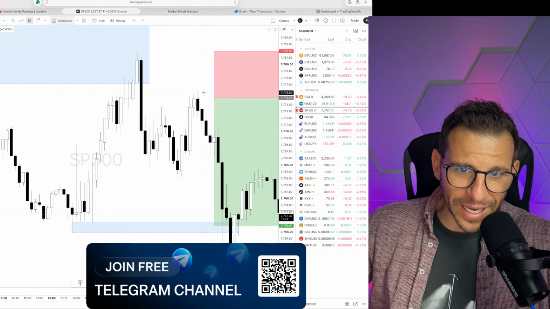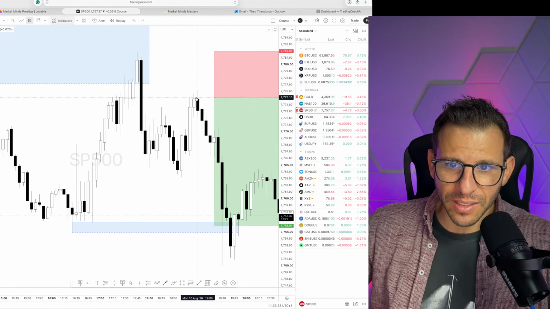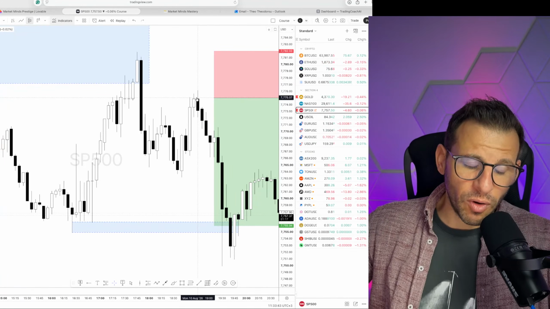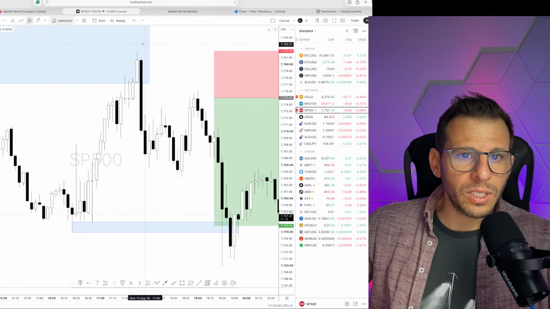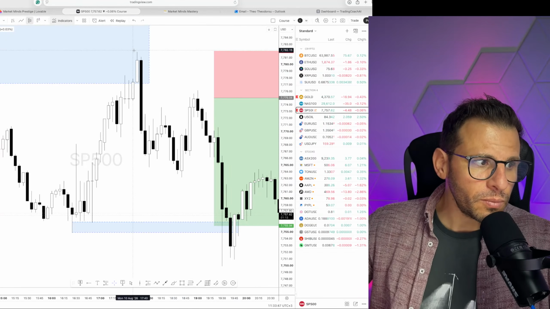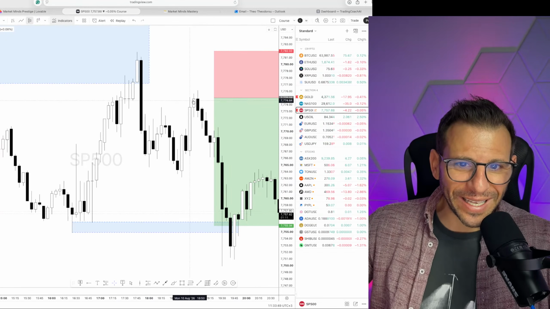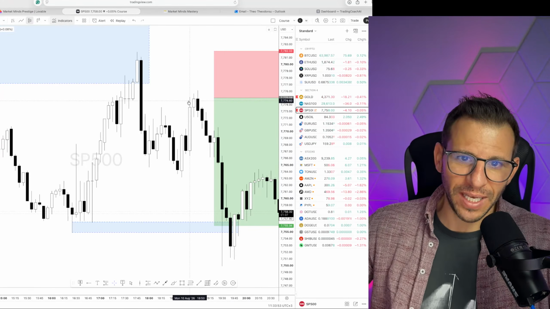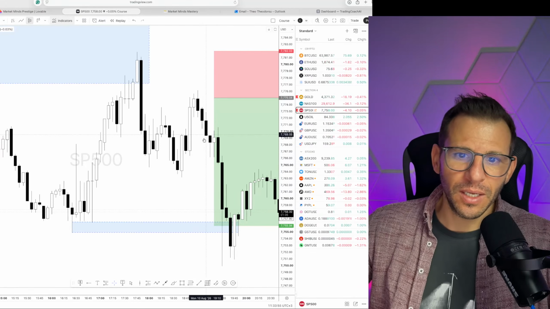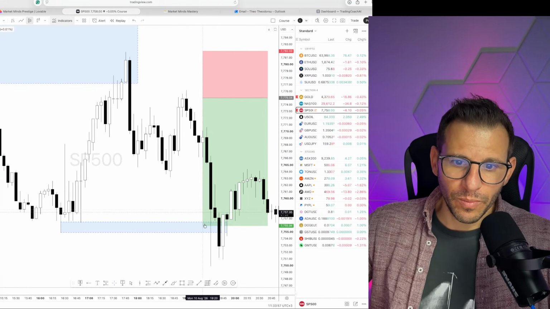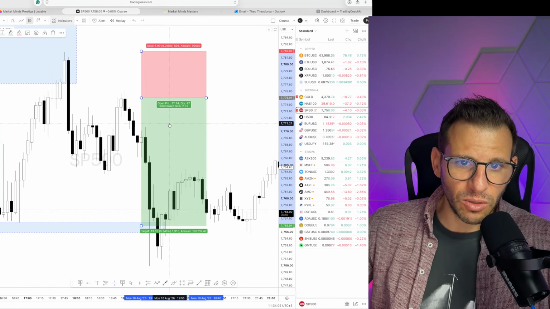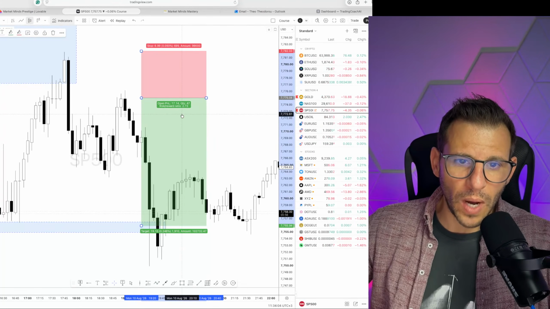Now, the second entry here was, I think, at 75. Yeah, exactly here. For the second entry, I placed the stop loss above this high. Why did I do that? Because I didn't have a confirmation of a swing high at the moment I placed the trade. And the ultimate target, the last target actually, was at almost 321.